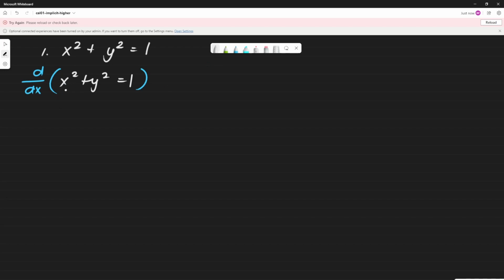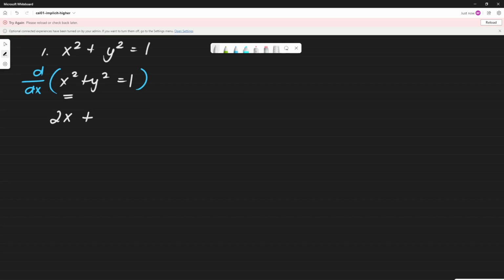What is the derivative of x squared? That is, chain rule: n times u raised to n minus 1 du. So we have 2x, 2 minus 1 is 1. The derivative of x is 1. So okay na to. Then plus y squared.